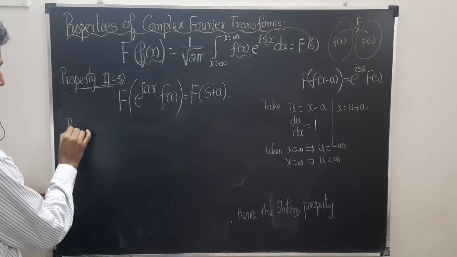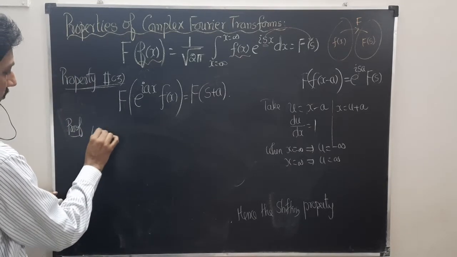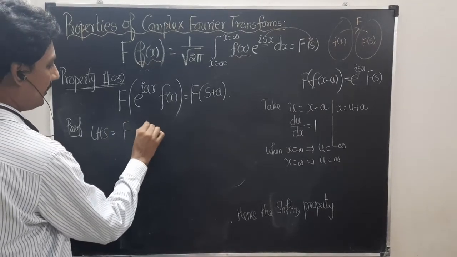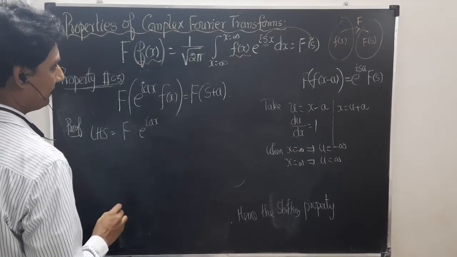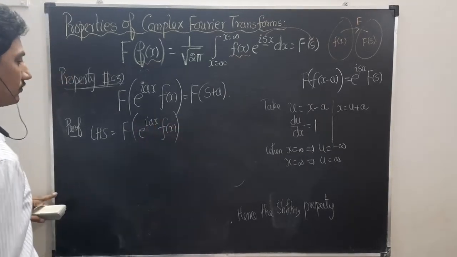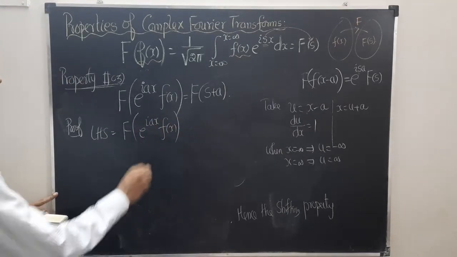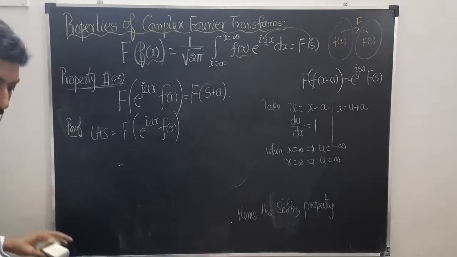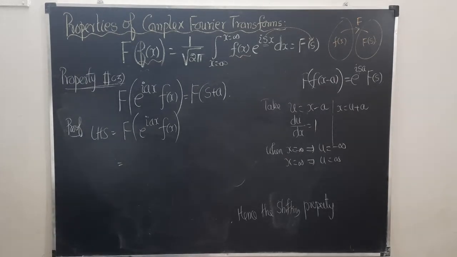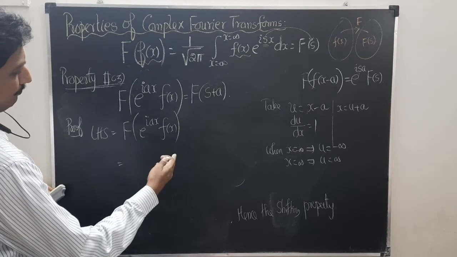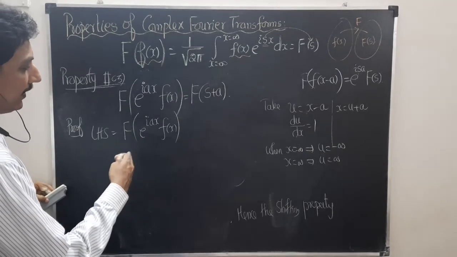Let us go for the proof of property number 3. So the left hand side is equal to the Fourier transform of e to the power iax into f of x, which we will show equals F of s plus a by using the property.